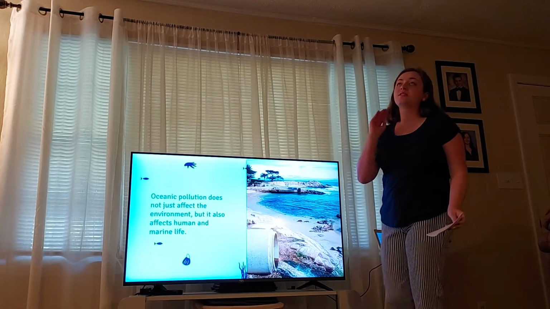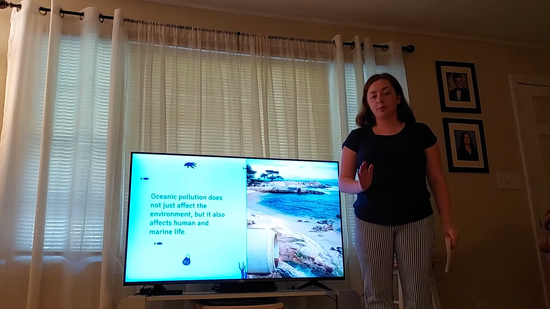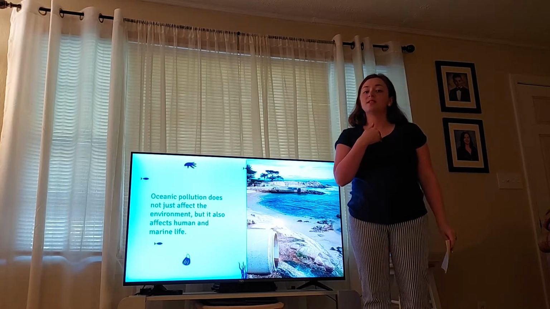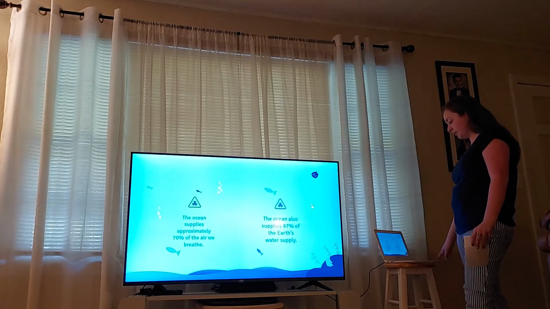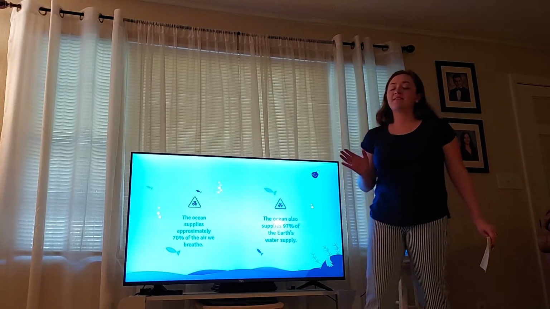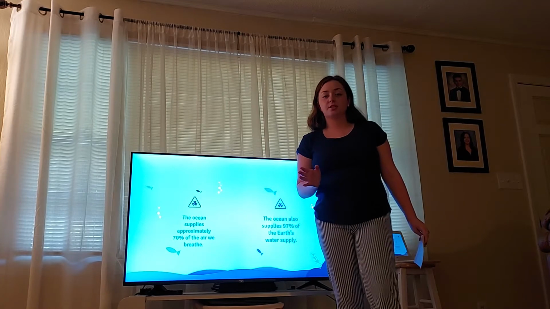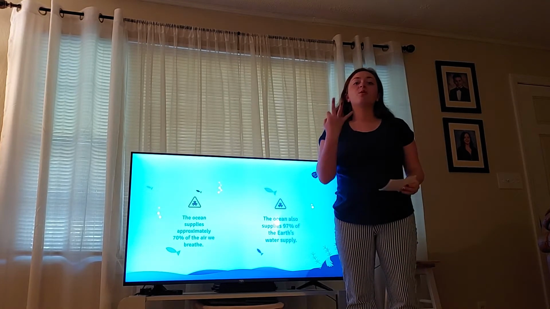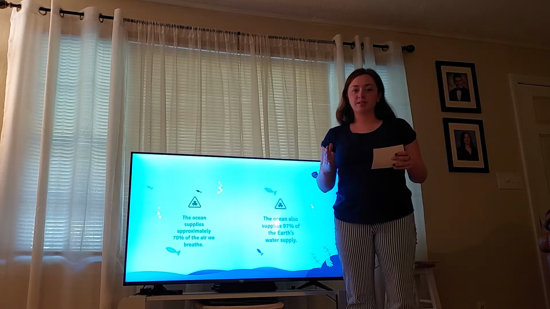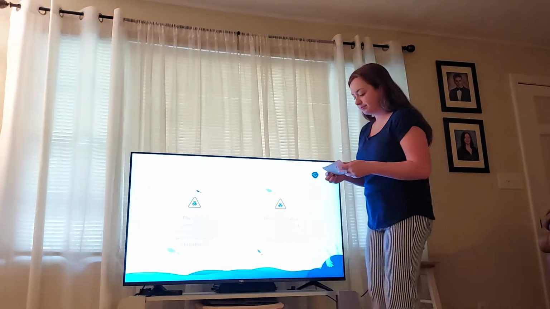Oceanic pollution does not just affect marine life and the environment. It affects humans and human health. The ocean supplies 70% of the Earth's oxygen and 97% of the Earth's water supply. That means only 3% comes from other sources. The ocean is a big deal.